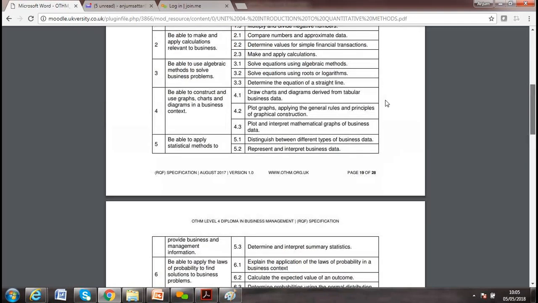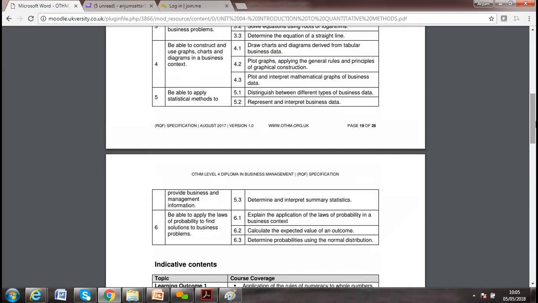And today we are doing LO5, which is called Learning Outcome 5. Be able to apply statistical methods which will provide businesses and management with information. So businesses and management is a key focus. We need to look around the data, and around different sources of the data, and how we can interpret and use it in a business world.